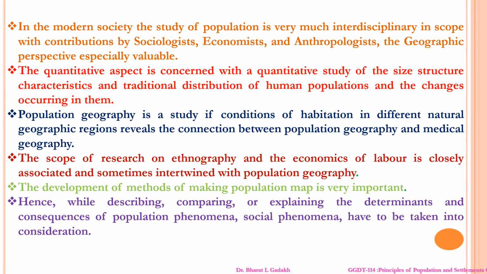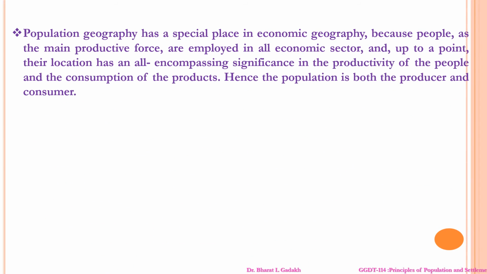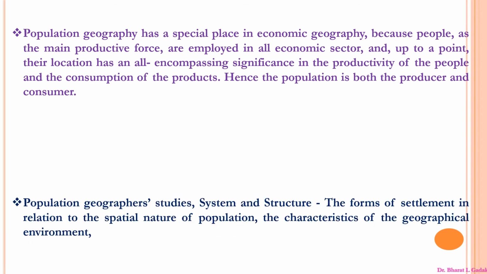Means hence, in describing, mapping, comparing and explaining the determinants and consequences of population phenomena, social phenomena have to be taken into consideration. Now, population has a special place in economic geography because people are the main productive force, employed in all economic sectors, and their location has all-encompassing significance in the productivity of the people and consumption of the product. Hence the population is both the producer and consumer.